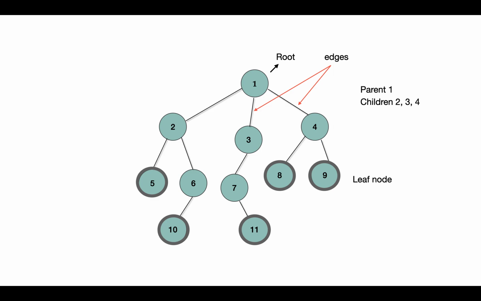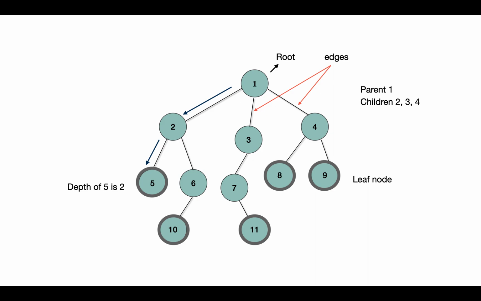Next term is depth. Depth of any node is the length of the path from the root to that node. Like the depth for node 5 is 1 to 2, 2 to 5, which is 2. So the depth of 5 is 2. The nodes 5, 6, 7, 8, 9 are on the same depth and are said to be on same level as well. Node 1 is on level 1. Node 2, 3 and 4 are on level 2. Node 5, 6, 7, 8, 9 are on level 3. So level is depth plus 1.